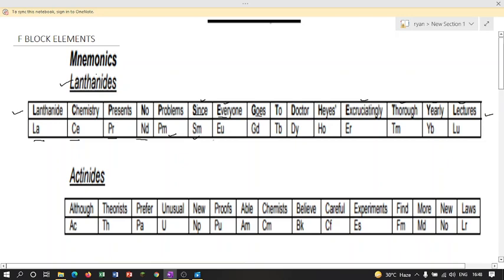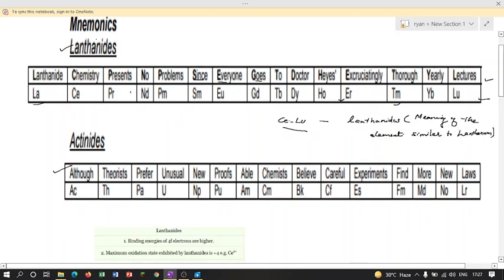Then for since you can write samarium. Then for everyone you can write europium. For goes you can write Gd. Then for to you can write Tb, terbium. Then for Dr. you can write Dy, and for Hayes you can write Ho, holmium. Then for excruciatingly you can write Er, erbium. Then for through you can write Tm, thulium. Then for yearly you can write ytterbium, and for lectures you can write lutetium.